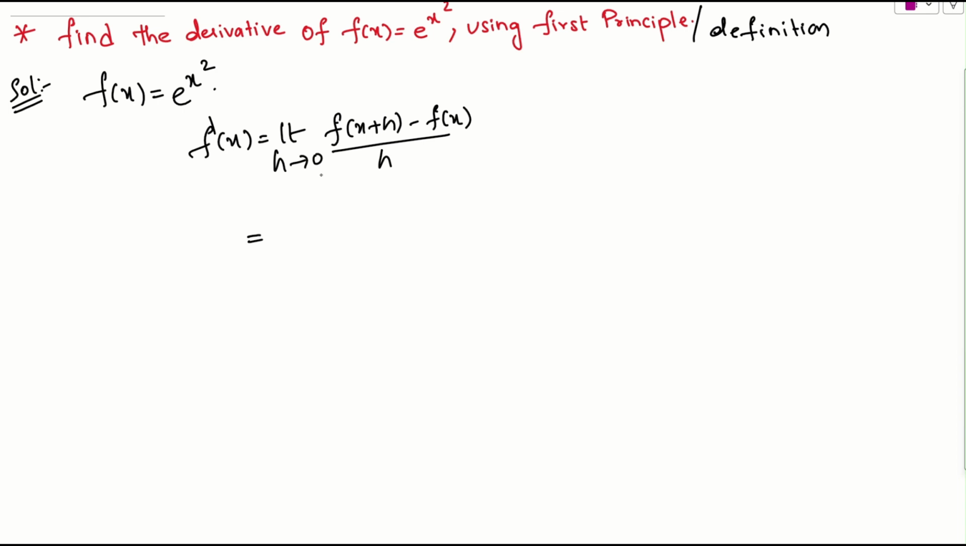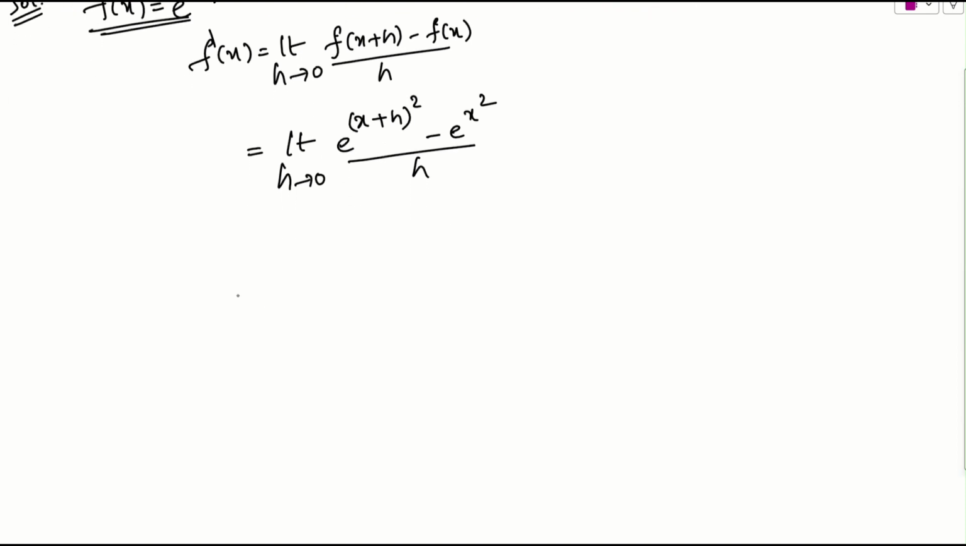So from this what we will do, what is f of x plus h? Wherever x is there, replace with x plus h in the given question. Is it okay? So this is nothing but simply e power, in place of x, I need to replace x plus h. For that you need to apply the whole square, minus e power of x square, by h. I think you understood, right? Now let us move on.